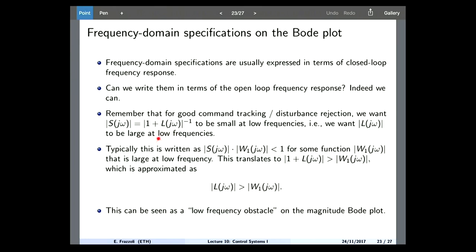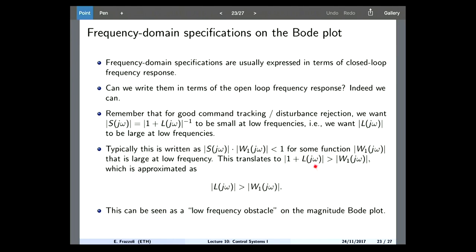By making L large, right? So essentially what we want is L of j omega to be large at low frequencies. So typically what you do is you say that the magnitude of S of j omega must be less than, say, 1 over W1 of j omega, for some function W1 that is larger at low frequencies. And essentially what this translates to is that the magnitude of 1 plus L of j omega must be greater than this W1.